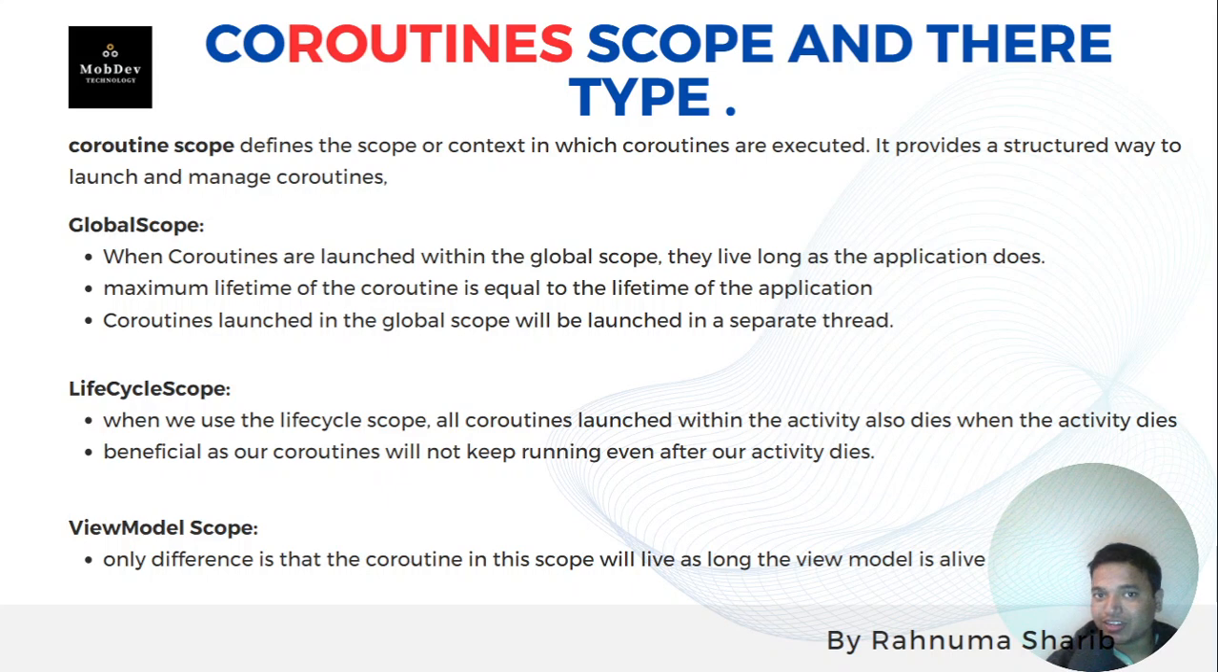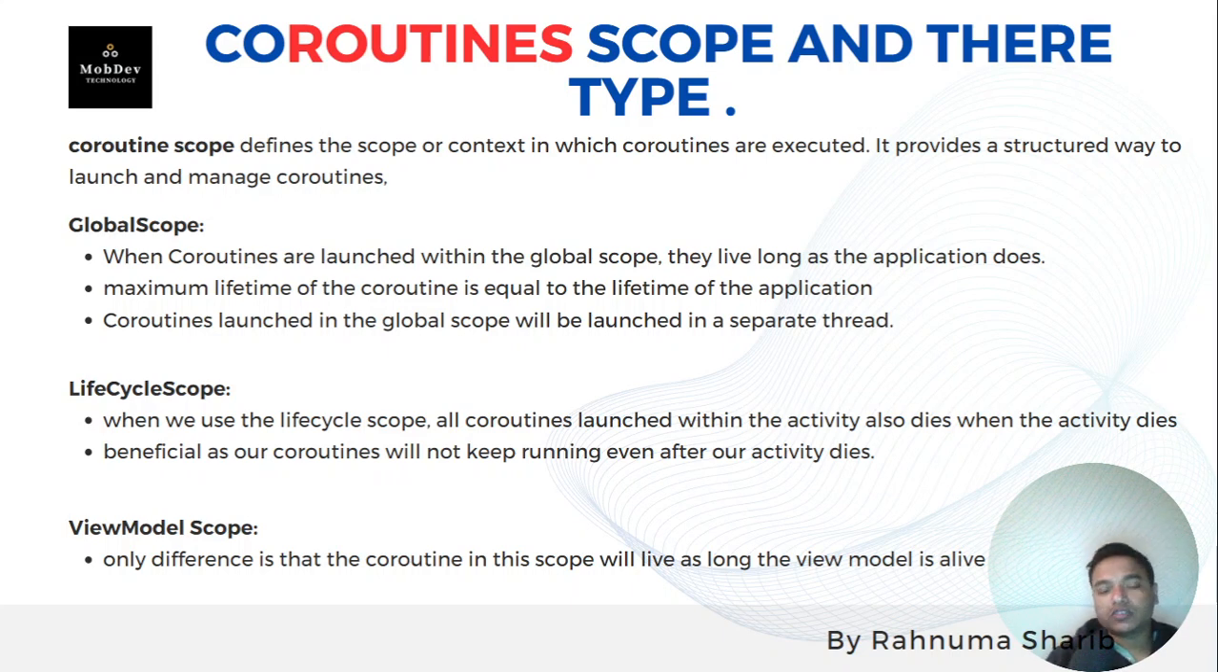It's the same: if you start a coroutine, how long should it work? It works till your application lives, till your activity is alive, or till your view model is alive. So basically, there are three scopes available for coroutines. First, the global scope. Second, the lifecycle scope, and third, the view model scope.